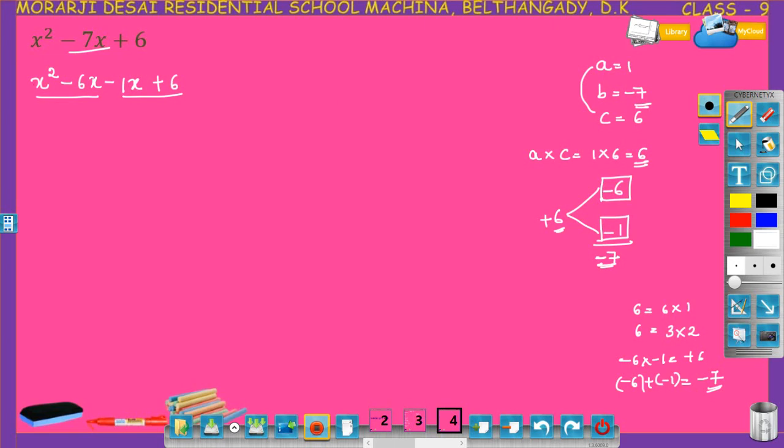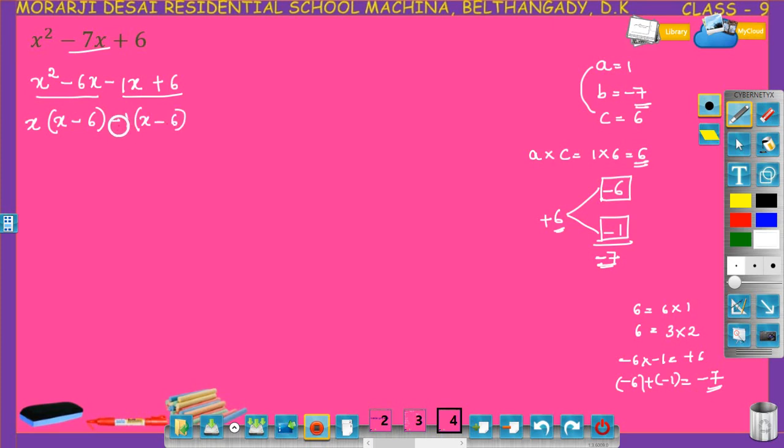In x square and minus 6x, x is common. If I take it outside, here remaining is x minus 6. So x into x minus 6. Here what the sign is there, minus 1x and 6. Common term is 1. 1 and 6 are divisible only by 1. So 1 is common, remaining x. Here plus is there, but outside the bracket minus is there. So you have to write minus 6.